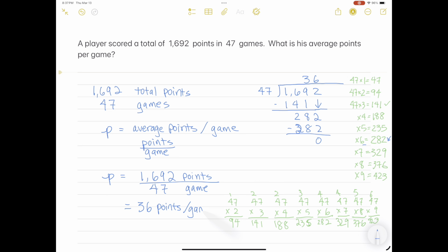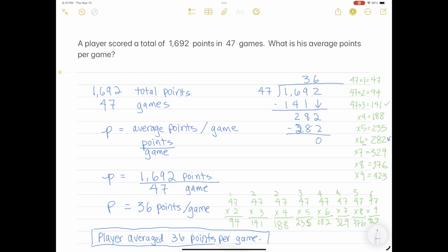And now I am ready to write the answer as a sentence. Player averaged 36 points per game. I think about it. Does that make sense for the problem? Yes, it does, so I box my answer.